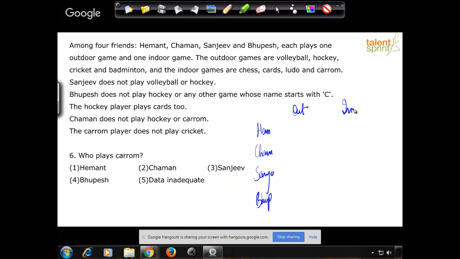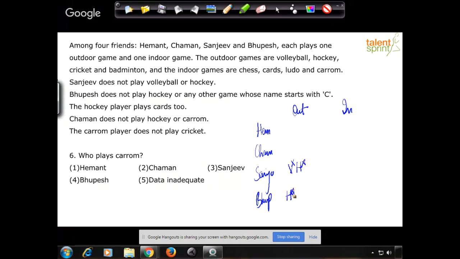Let us read the first statement. They tell us Sanjeev does not play volleyball or hockey. Mr. Sanjeev, no volleyball for you and also no hockey for you. Then they tell us that Mr. Bhupesh does not play hockey. Mr. Bhupesh, sorry, no hockey for you.